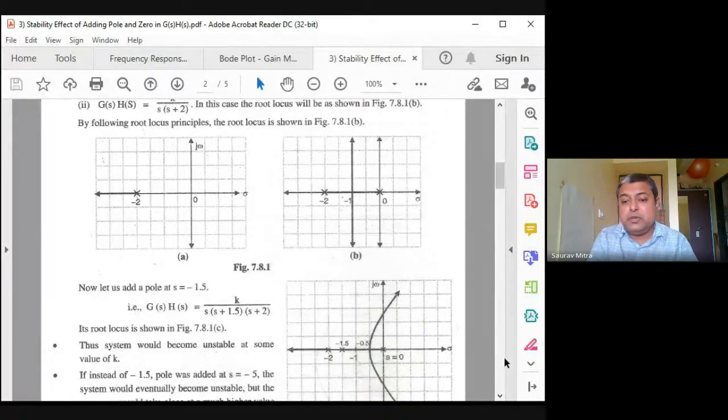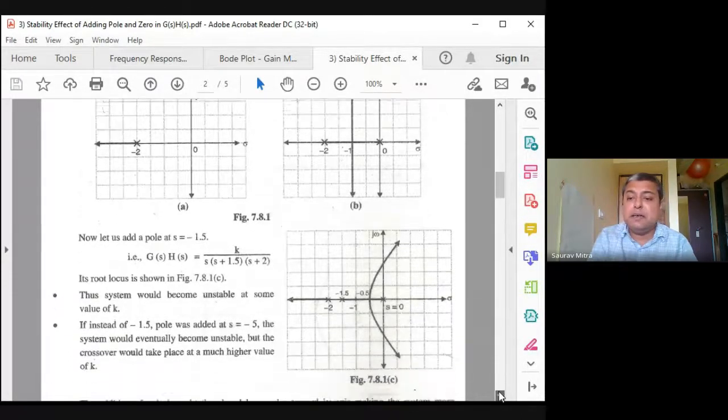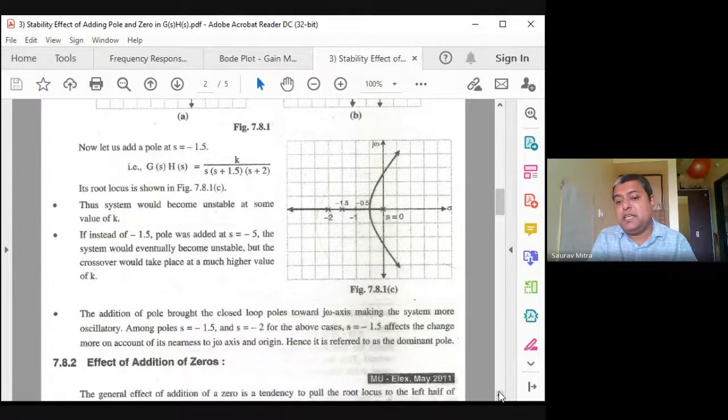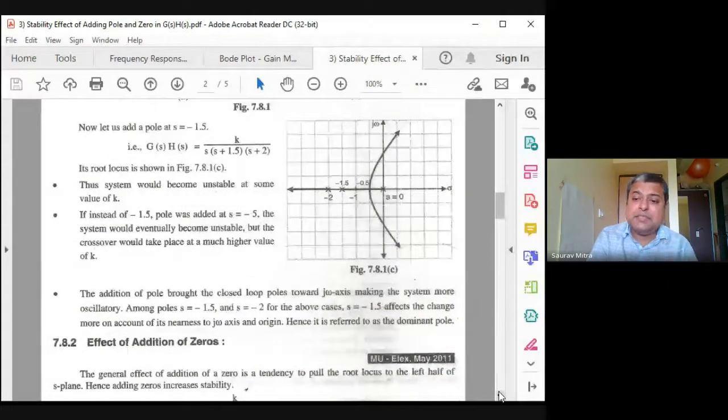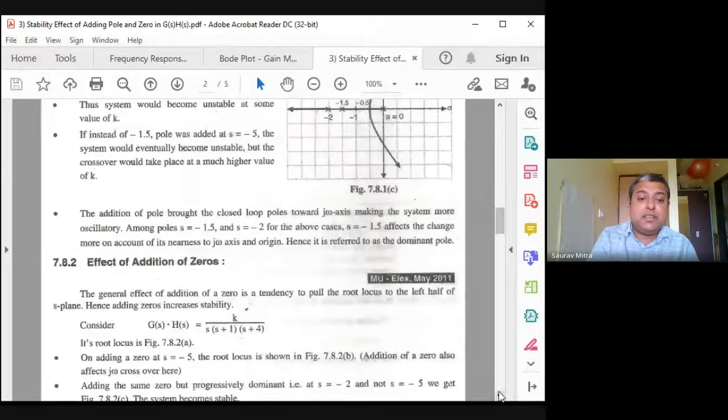So what we can conclude is adding or inserting the poles reduces the system stability. Okay, it reduces the K marginal value also. And as we are inserting the zeros, we will find that it starts behaving more stable. So what is the addition of zeros?